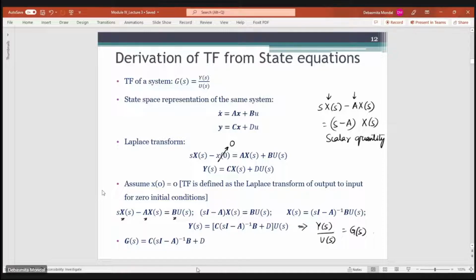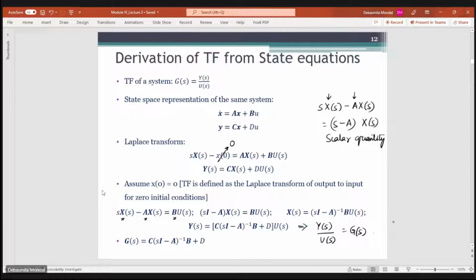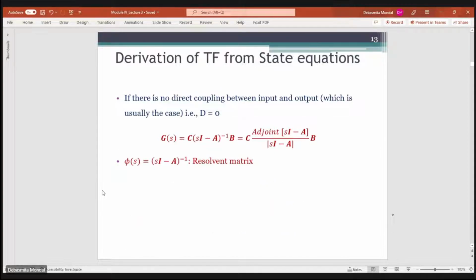Now, in general, whenever we are dealing with any kind of control system, in most cases there is no direct coupling between the input and the output. That means this quantity D equals 0. In those cases you can write that the transfer function will be simply C multiplied by (sI minus A) inverse multiplied by B. And this inverse is the inverse of the matrix (sI minus A), that is nothing but the adjoint of this matrix divided by the determinant of this matrix. So this is the expression for the matrix inverse.